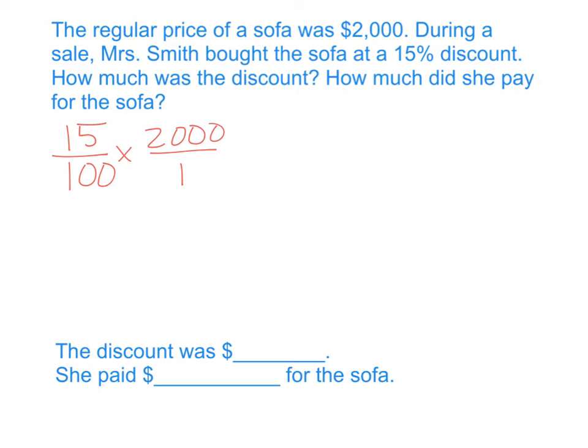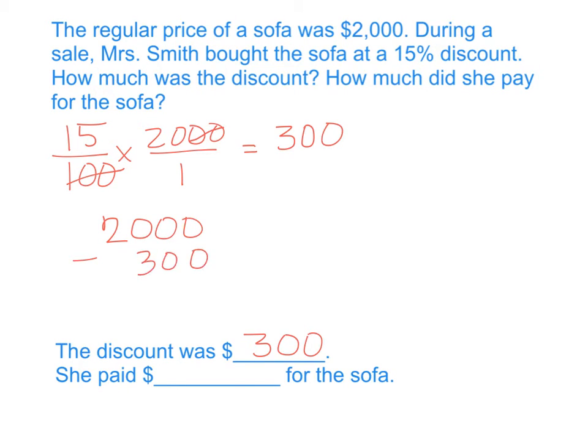This one again, we can knock off zeros. We can divide by 100, so that would leave us 15 times 20, and that is $300. So we get a $300 discount, and then 2,000 minus $300 gives us $1,700 as the new price for the sofa. You could also do the other method to find this answer. You choose your best method.